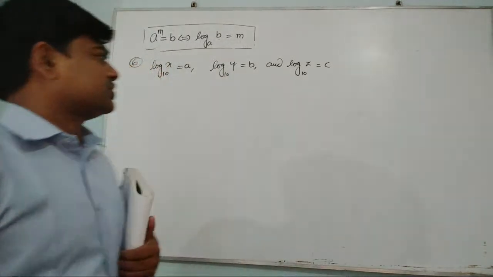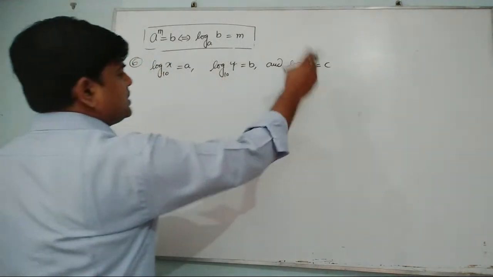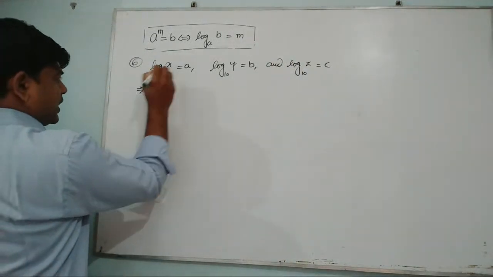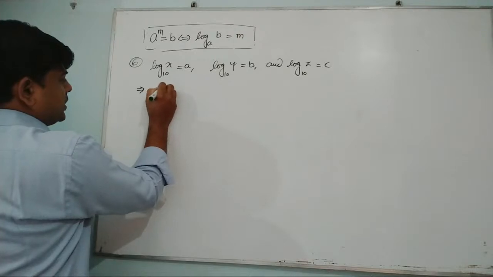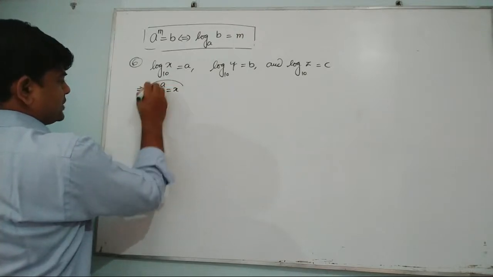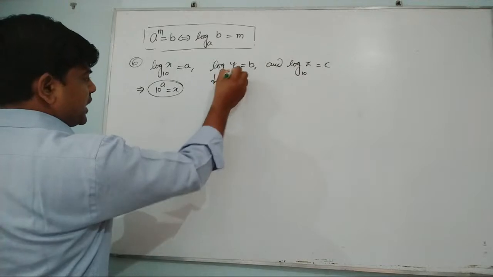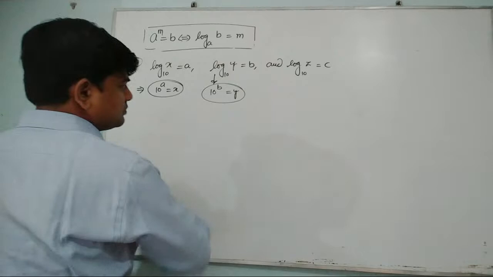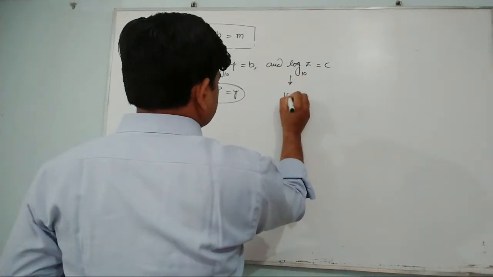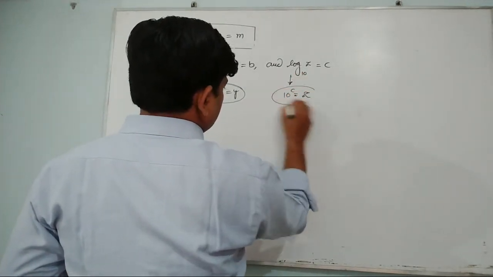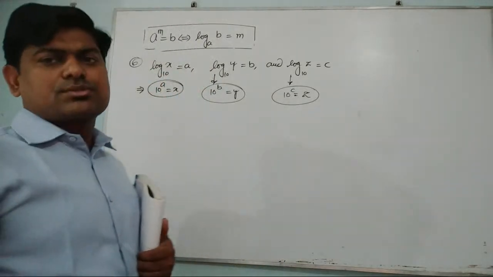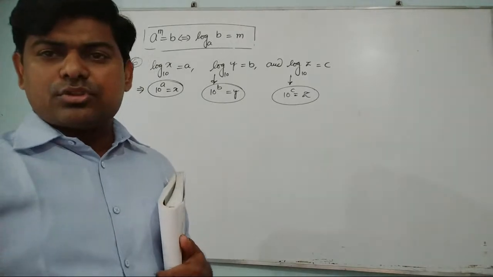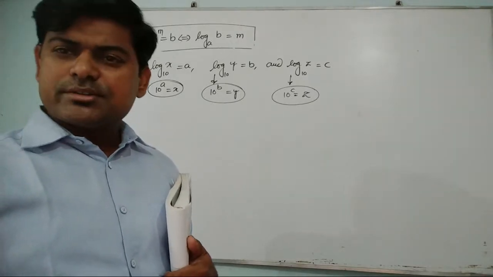What I am thinking, first of all, we will convert all these three parts in terms of exponent. Now see, this one can be written as 10 to the power a is equal to x, one part. This one can be written as 10 to the power b is equal to y, and this one can be written as 10 to the power c is equal to z. Means the value of x, y and z we had got in the form of 10 to the power a, 10 to the power b and 10 to the power c.